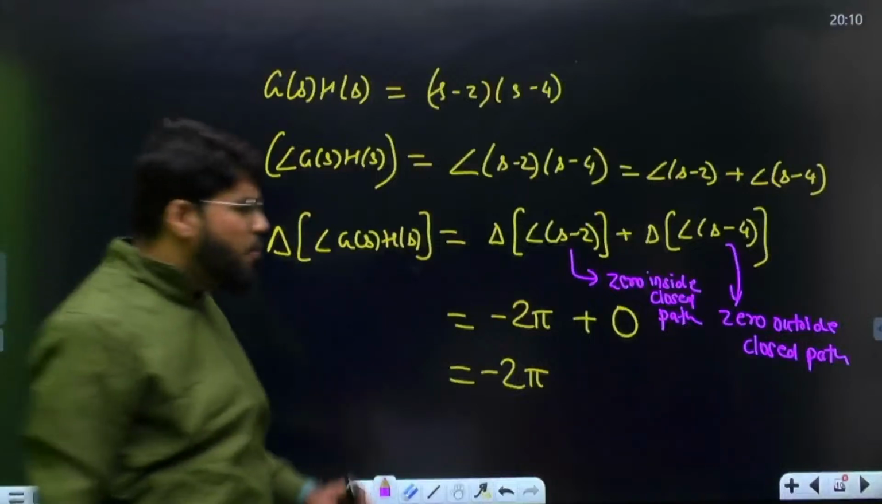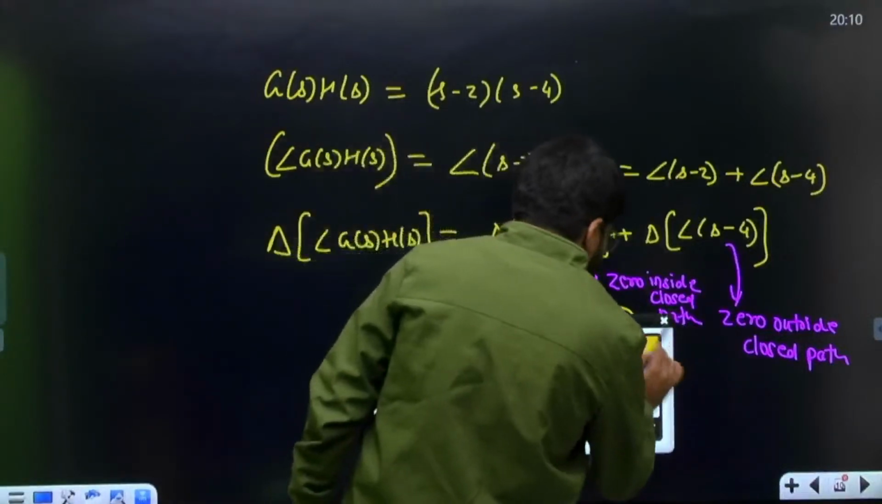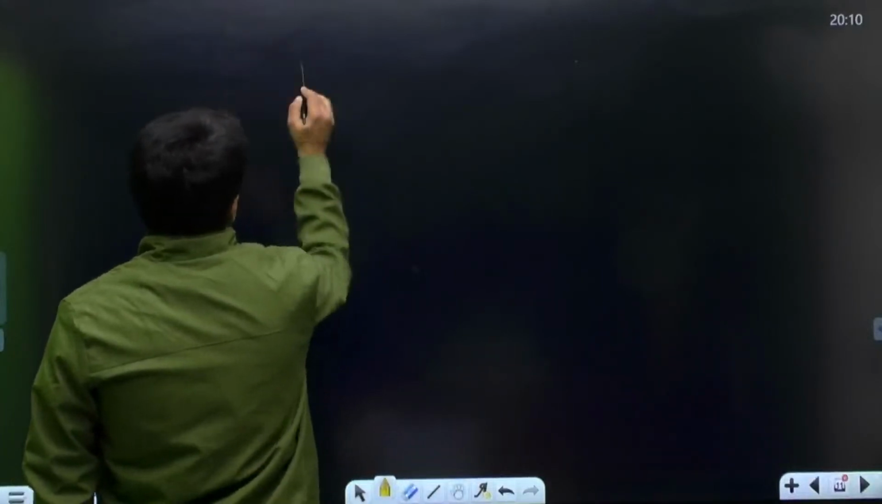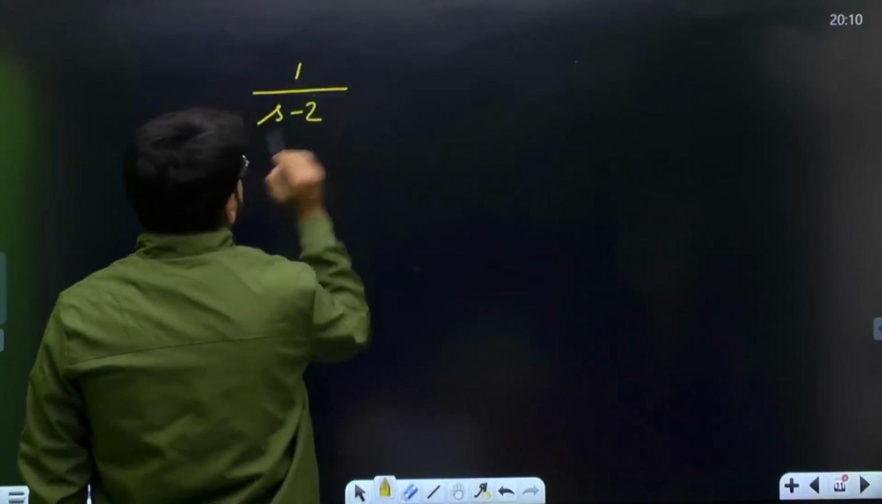Now suppose G(s)H(s) was something like this. Suppose you have a term, rather than (s minus 2), you have 1 upon (s minus 2).